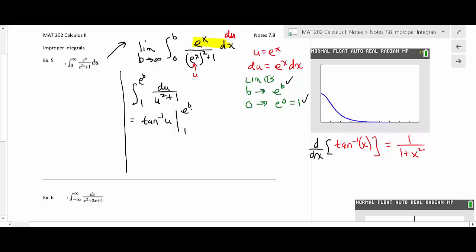Okay, so that's a derivative rule. That's why I did the u substitution that I did. Then when I evaluate this, I'm going to have the inverse tangent of e to the b minus the inverse tangent of 1 like that. Okay, and then we're going to look at thinking about that a little bit. You've got to know a little bit of trig there to get this worked out.